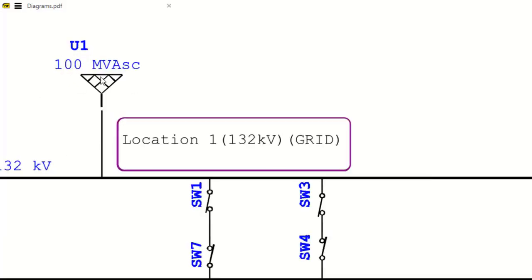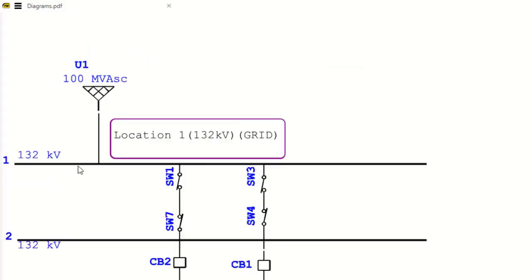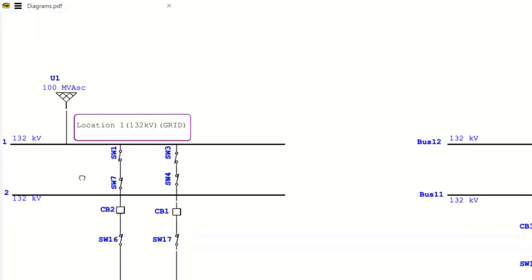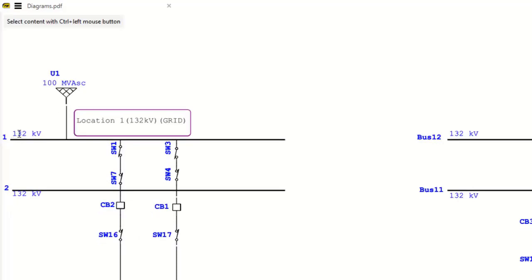Now this power plant is supplying 100 MVA, that is mega volt ampere. There's an SC here, meaning short circuit. That is the magnitude of short circuit MVA you can get if you have a fault here. Now the system at the first busbar is supplying 132 kilovolt. That's the highest potential in this busbar. So we name this location 1 from the grid.